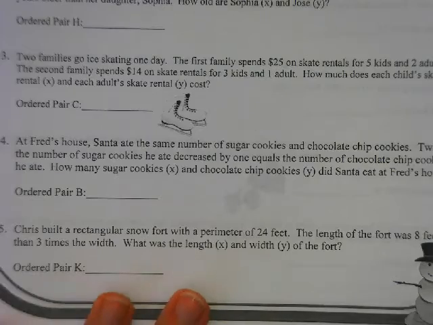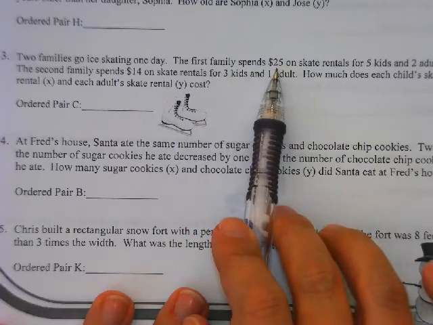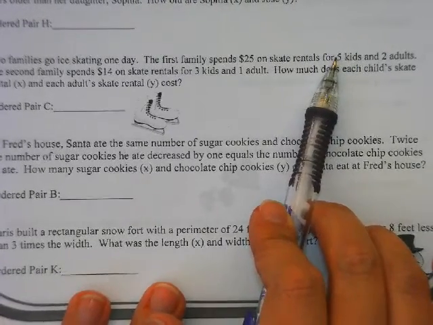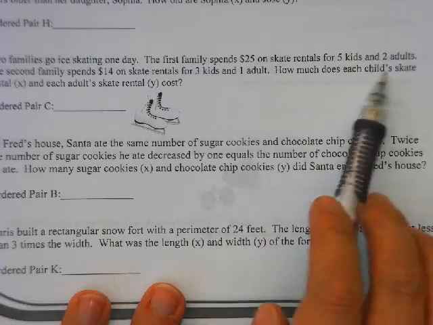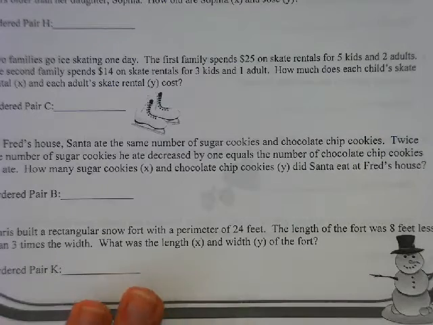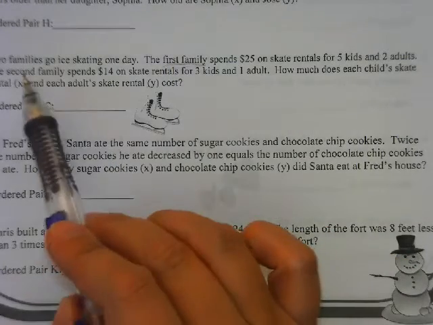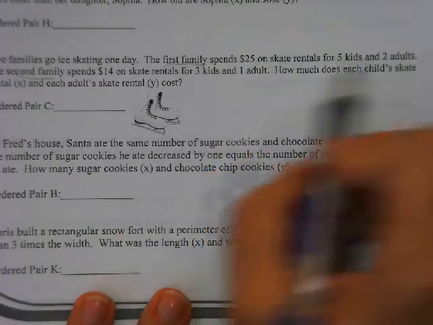All right, let's look at 13. Two families go ice skating one day. The first family spent $25 on skate rentals for 5 kids and 2 adults. The second family spent $14 for 3 kids and 1 adult. How much does each kid's skate rental X and each adult skate rental Y cost? Okay, so this one's a little bit different than what we did earlier with our practice with the carnival tickets. This is involving tickets and money all together. So you're going to have one equation for the first family and one equation for the second family. You see that? So what is the equation for the first family?